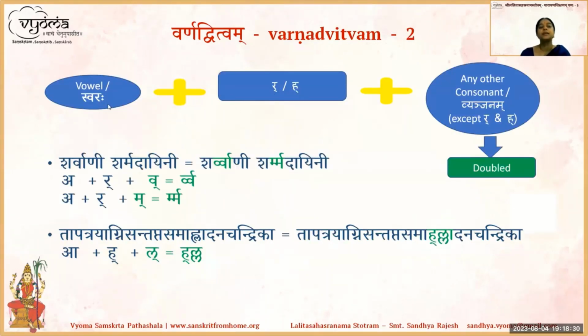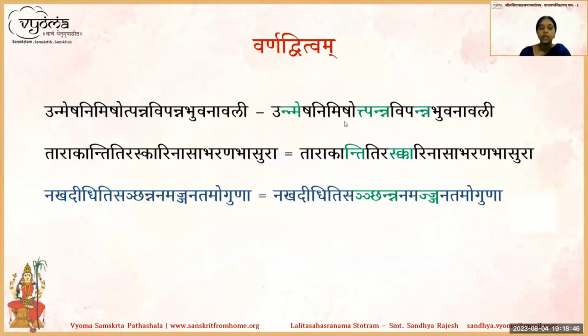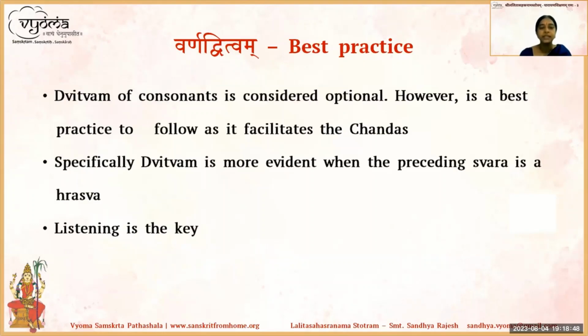In the other case, what we saw: if there is a swara and then r or h and then any other consonant, a vyanjanam which is not r and h, then the consonant which comes after ra and ha, this vyanjanakshara, gets doubled. So these are some of the examples. Now, whether varnadvitvam is mandatory.